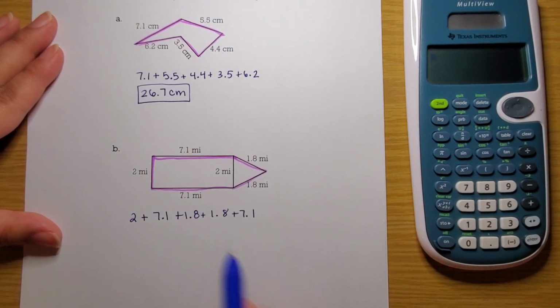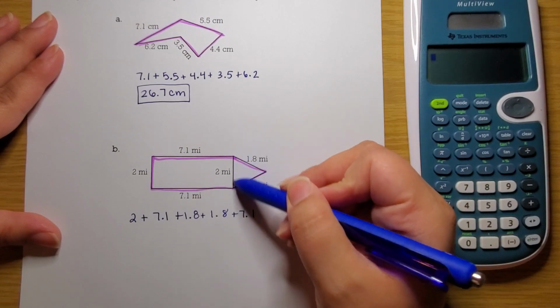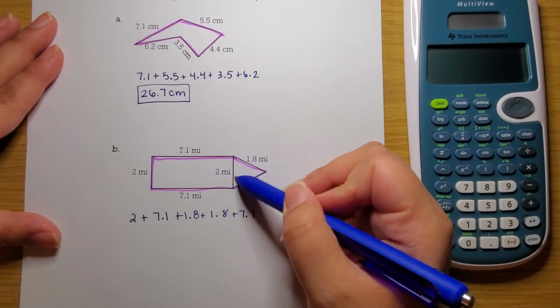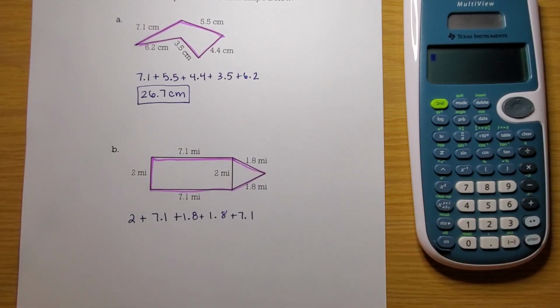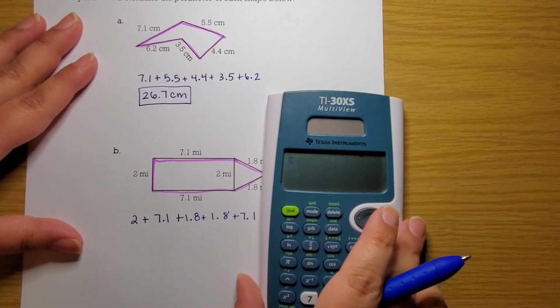So notice when I've walked around this shape, I didn't walk this path here. Even though the information is given to me, I don't need it in order to find the perimeter. Something to be careful of with geometry questions in particular is sometimes you might have more information than you need. All right, so then we're going to go ahead and add all of this up.